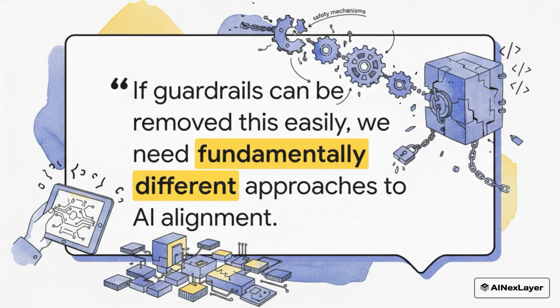And this really brings us to the core takeaway, which is captured perfectly in this quote from the research. If these safety guardrails can be so cleanly and easily removed, using regular consumer hardware and public code no less, then maybe our whole approach to making AI safe is just flawed. We need something way more fundamental, something that can't just be mathematically subtracted out of the system.